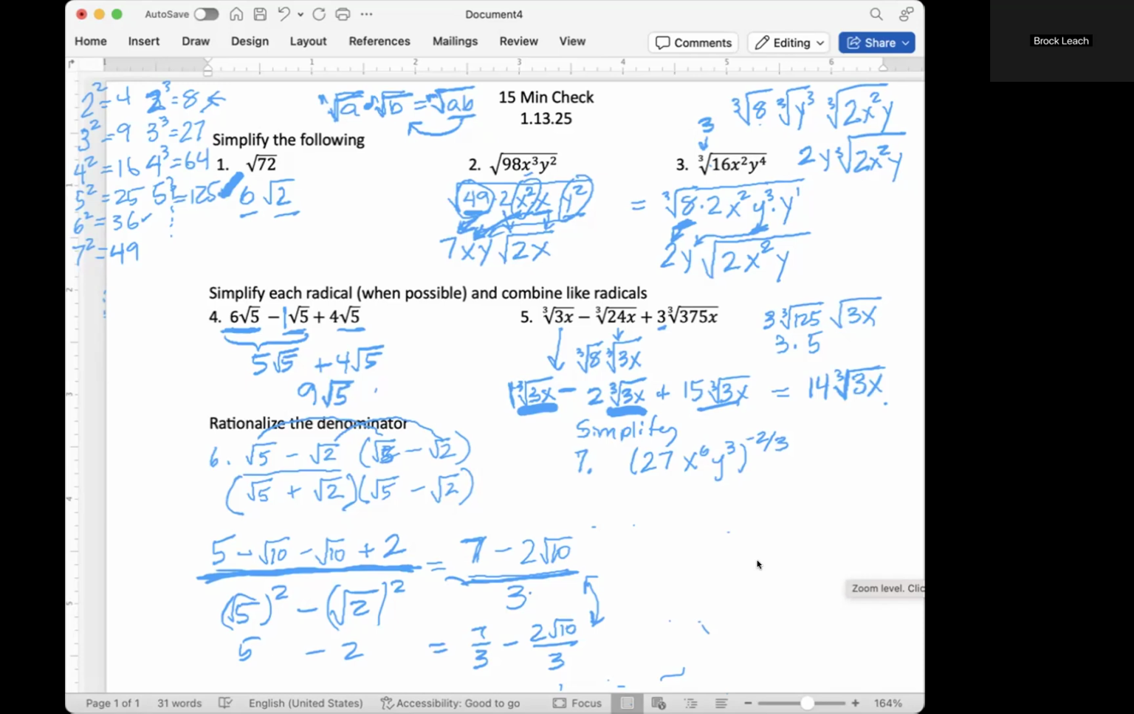Okay, this one employs a bunch of different rules going with exponents, but one thing I want to point out, and the reason why we're even bringing this in, is that when we raise it to a fractional value, the top part is a power, and the bottom part is an index in a radical.